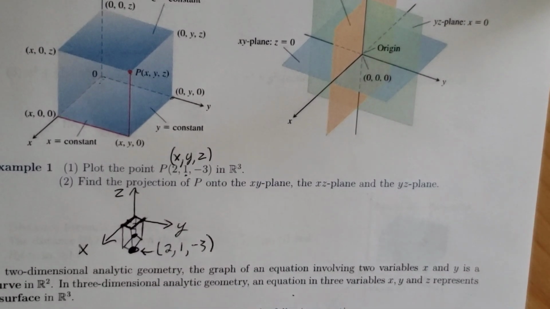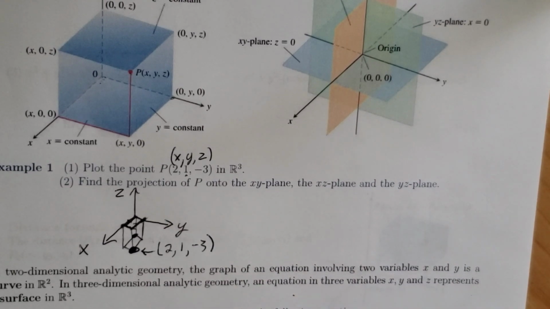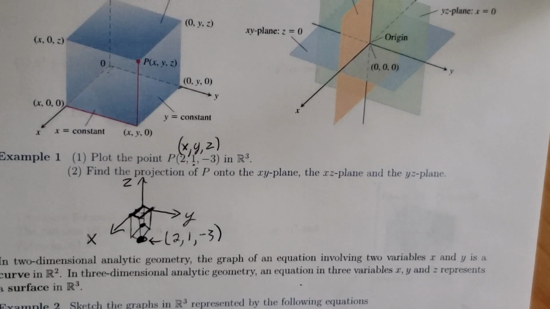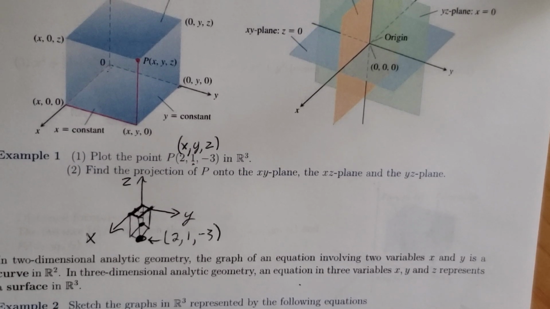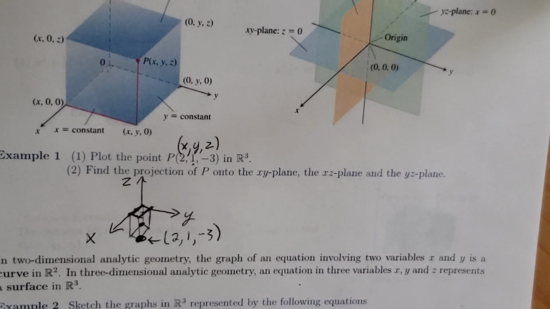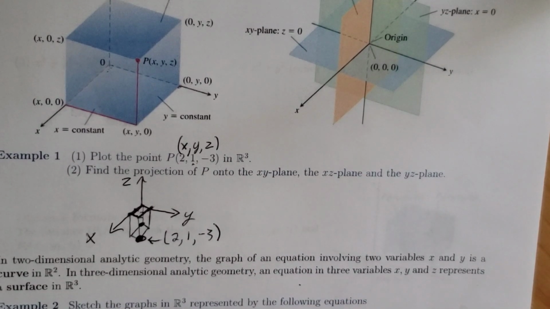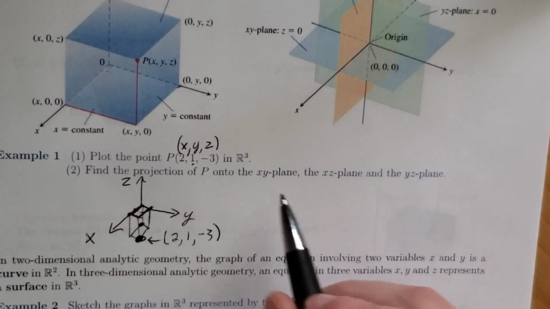The second part of this says find the projection of P onto the xy plane, the xz plane, and the yz plane. The projection here means that, well, one way we can think about this is if we were going to the xy plane, if we shined a light straight up into the xy plane, where would that shadow of that point end up? So, how can we do that?